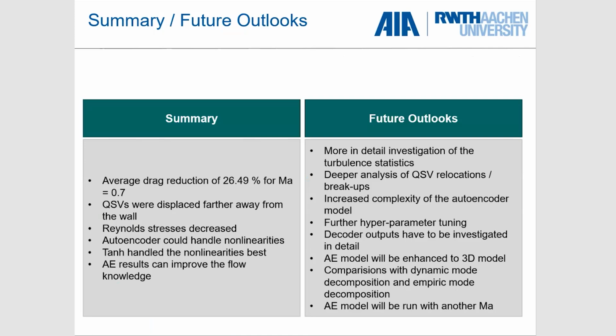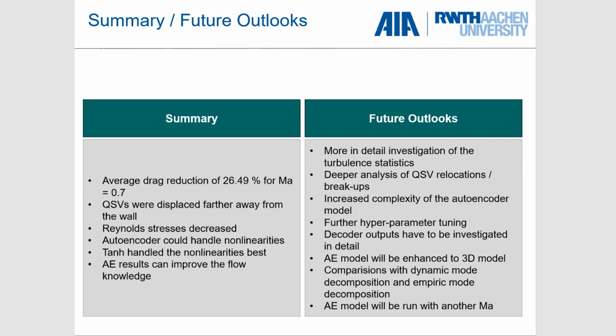We could also conclude that our autoencoder had a high ability to handle nonlinearities, where out of the two activation functions that we used, tanh performed in a better fashion. And by looking at the different autoencoder decoder outputs, we could improve our flow knowledge.